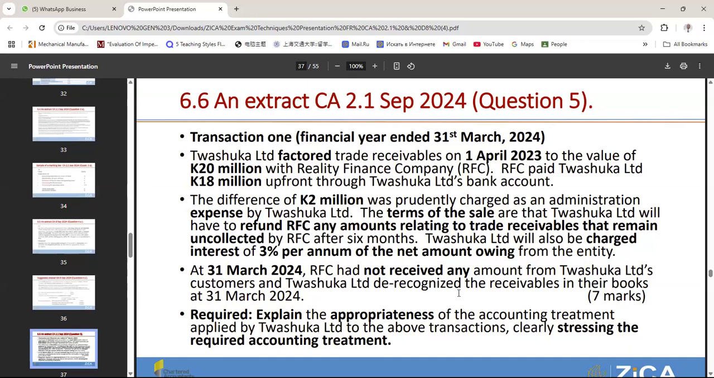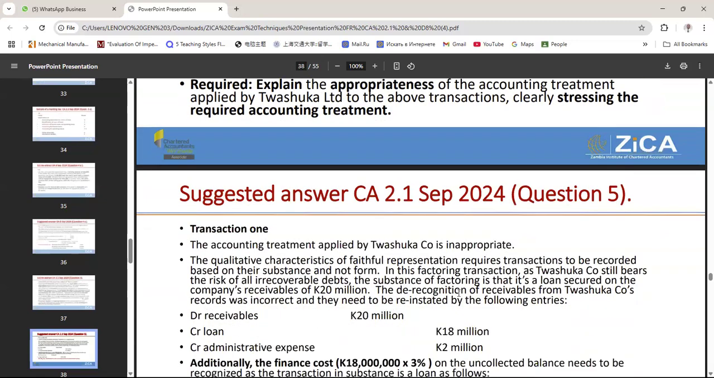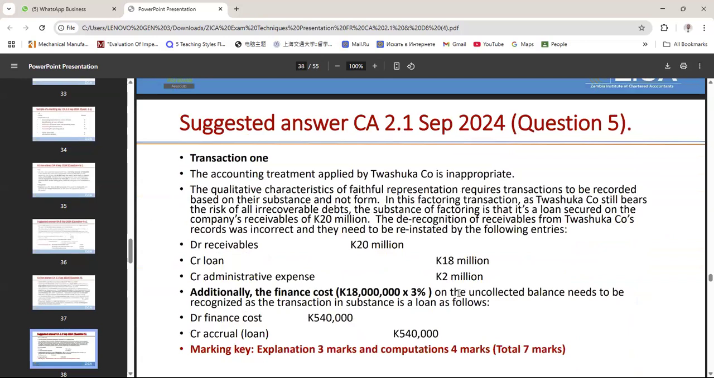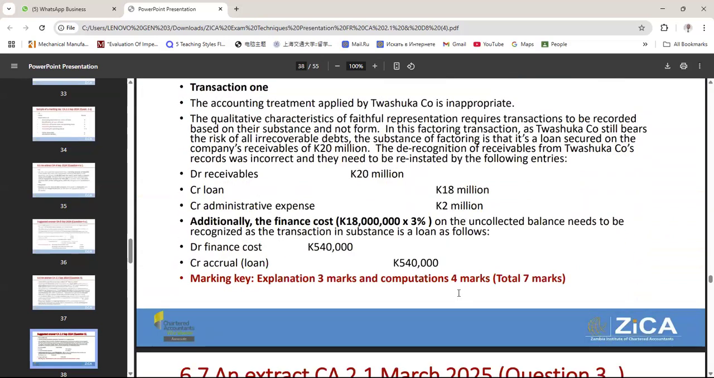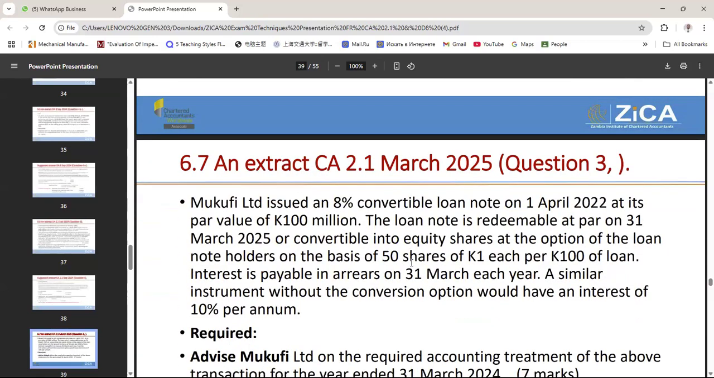Now, if you didn't go through IFRS 9, I don't know how you are going to comment on whether it was appropriate or not appropriate. IFRS 9 is retested. If you go through the suggested answer, they talked about the issue of derecognition. They were not supposed to derecognize because the risks and rewards were not transferred. If you come to the marking key, explanation, how many marks? 3 marks. Computation, 4 marks. So if you only compute, you get 4 out of 7. Hope the message is clear.